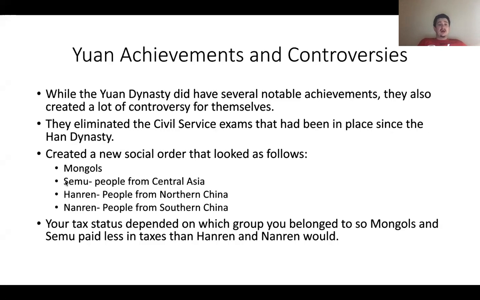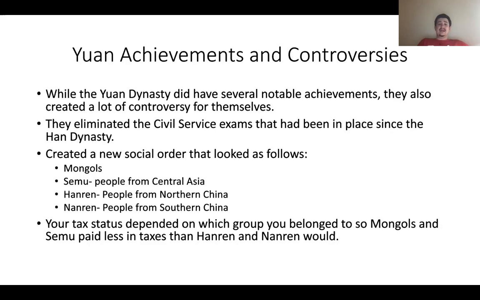So Mongols obviously at the top. The Semu, people from Central Asia, so Mongolia and other places. The Han Ren, people from northern China, and then Nan Ren, people from southern China. So this is the power structure you see there. And obviously, it could be broken down more by what jobs you had and such. But this was the basis of it. The people who were of Mongol descent had more control, more power than people from Central Asia. Finally, people from the northern portions of China, and then lastly, people from southern China.